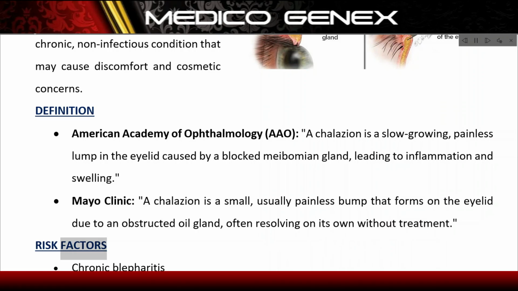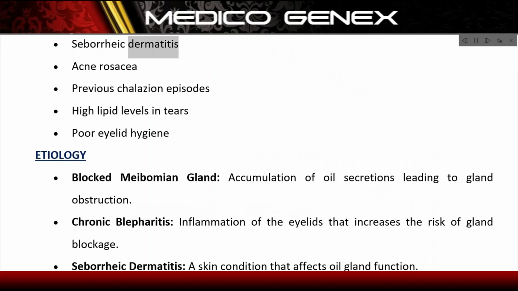Risk factors. Chronic blepharitis, seborrheic dermatitis, acne rosacea, previous chalazion episodes, high lipid levels in tears, poor eyelid hygiene. Etiology. Blocked meibomian gland, accumulation of oil secretions leading to gland obstruction. Chronic blepharitis, inflammation of the eyelids that increases the risk of gland blockage.